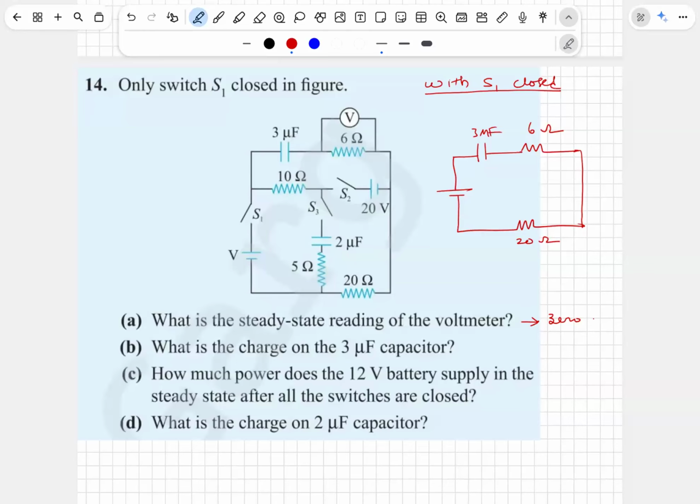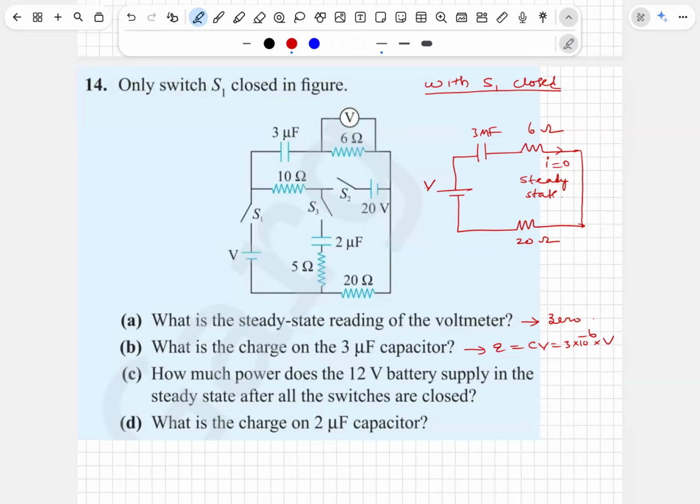So obviously, in this there is no current in steady state. So, what is the charge on the 3 microfarad capacitor? Obviously, the drop is V. So, therefore, Q is equal to CV, 3 into 10 power minus 6 into V. V, they haven't given anything, it seems.